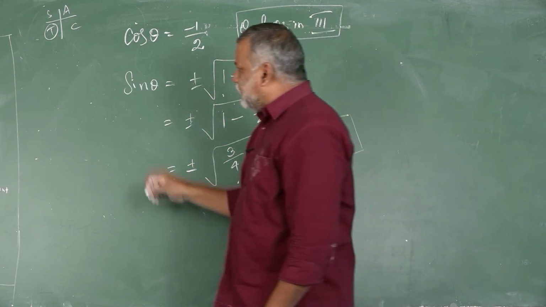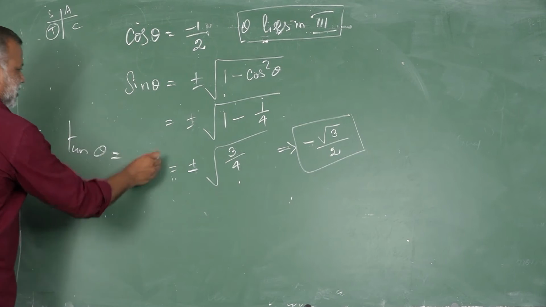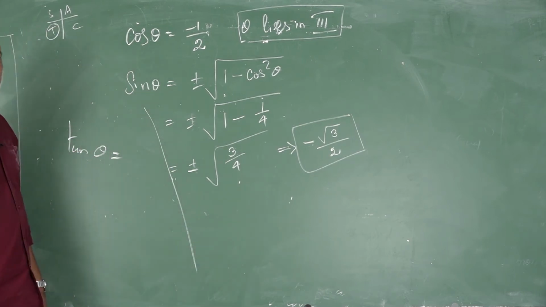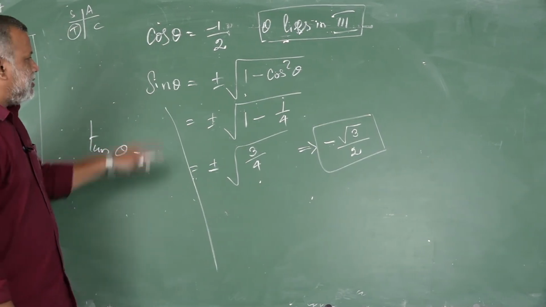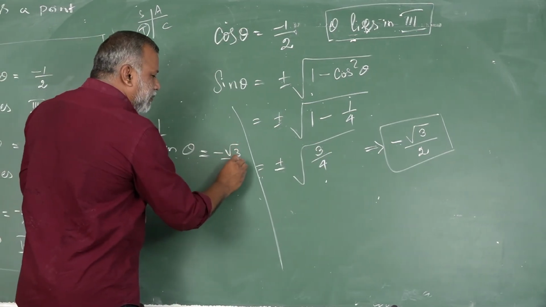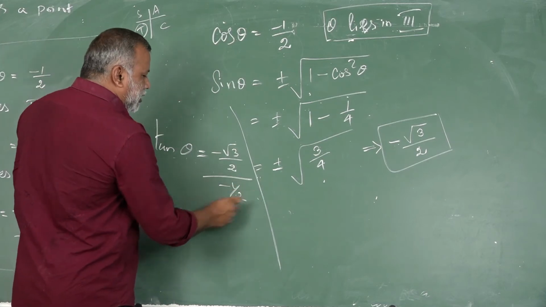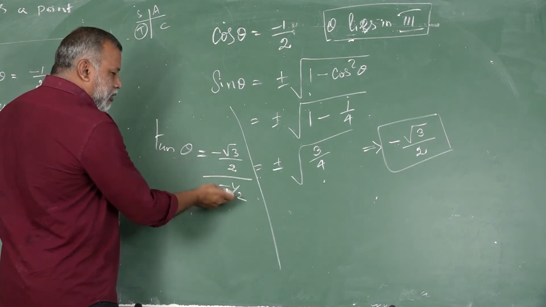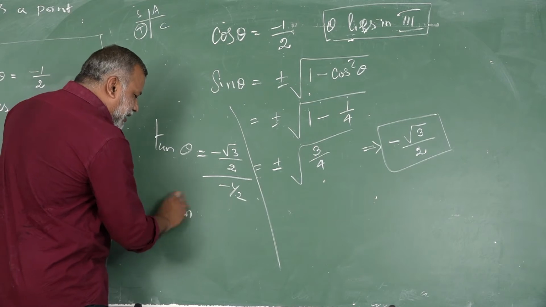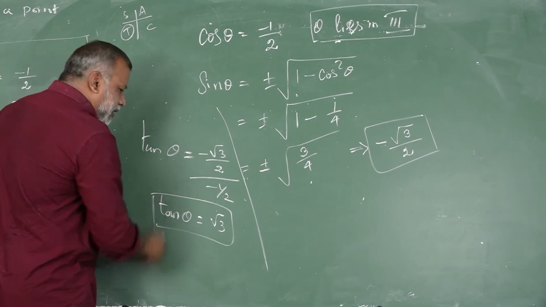Immediately we are able to find tan theta. The value of tan theta equals sin by cos. Sin, you are having minus root 3 by 2, then divided by cos, minus 1 by 2. 2 will be eliminated. Both negatives will be cancelled. So tan theta is equal to root 3.